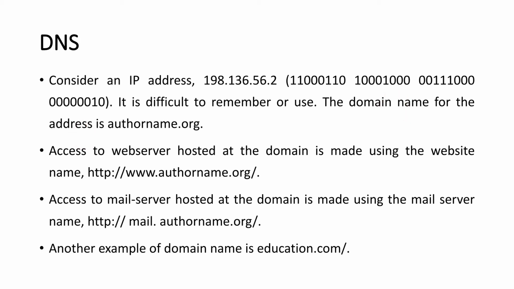For example, if you are giving any name, you have to be registered in a particular domain, whether it is .org, or .com for commercial users, or .in for a specific country, or .net. Based on that, domain names are allotted. Access to a web server hosted at a domain is made using the website name, for example www dot the particular author name dot org, that is, an organization. Access to a mail server hosted at the domain is made using the mail server name.